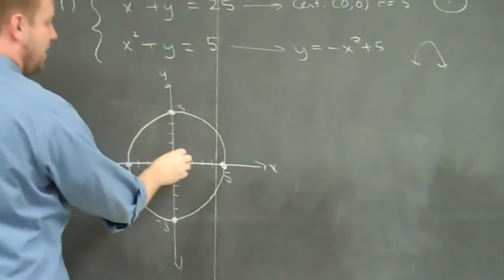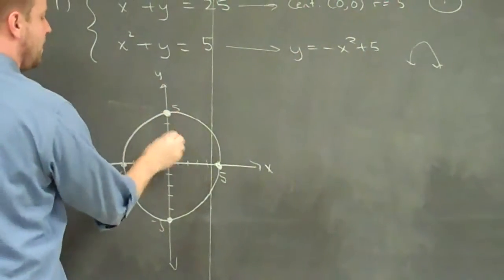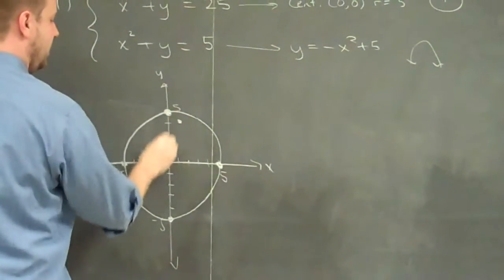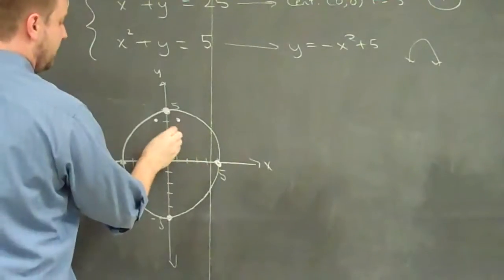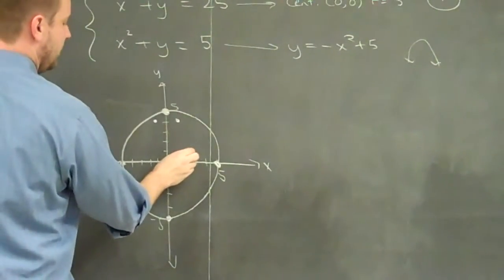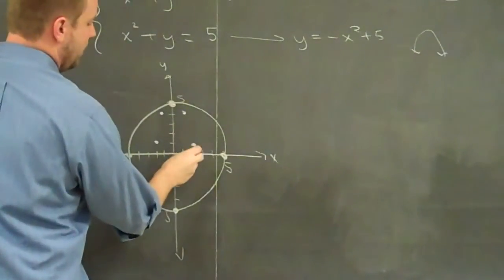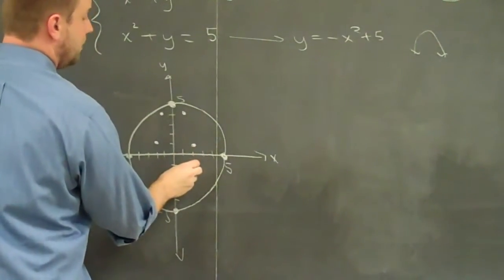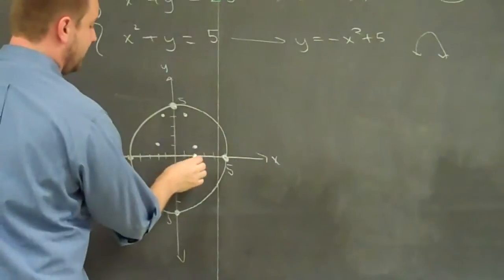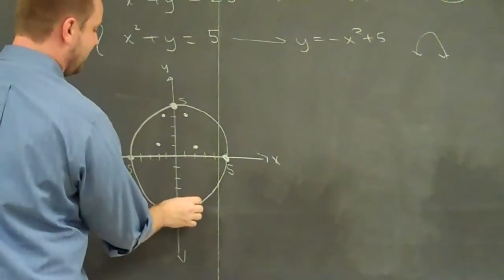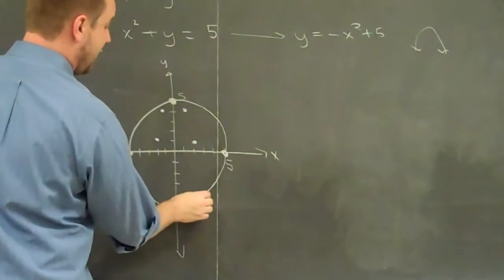Okay, so I bump it up 5, but it opens down, so it has some points here, here, let's see, 1, 2, 3, there. Are you getting the 1, 2, 3? Hold it up. Maybe?